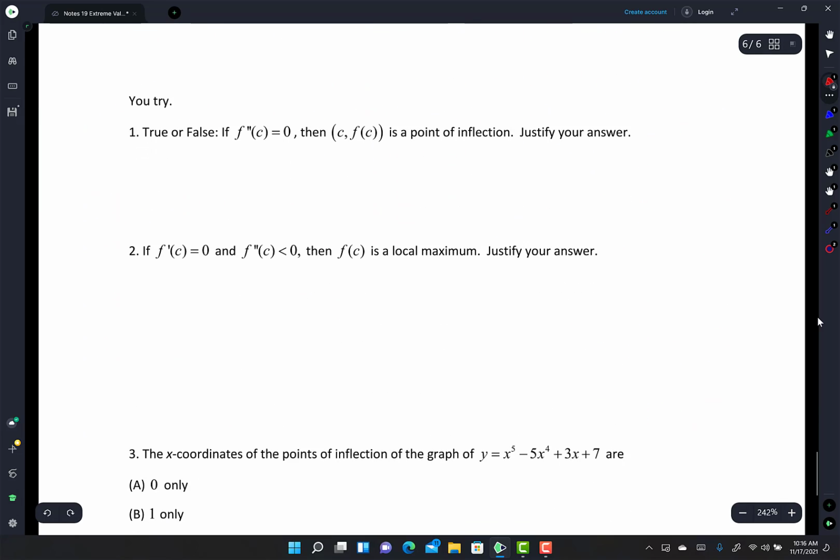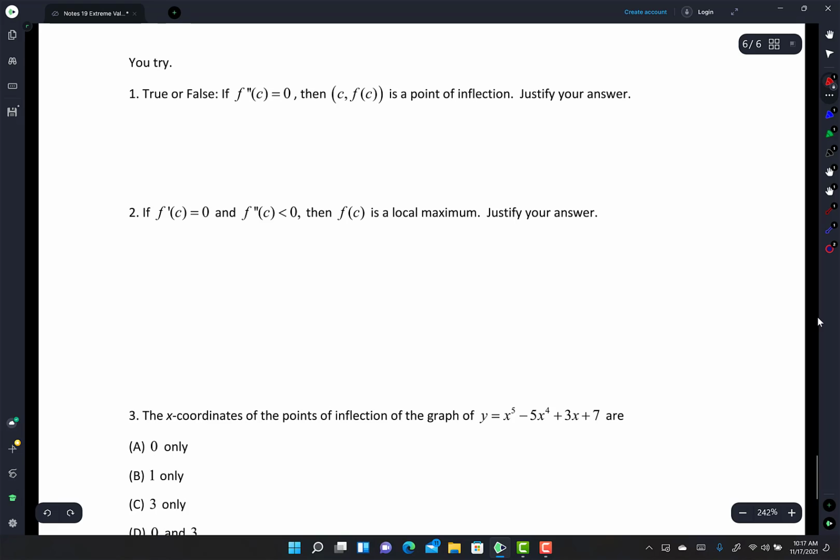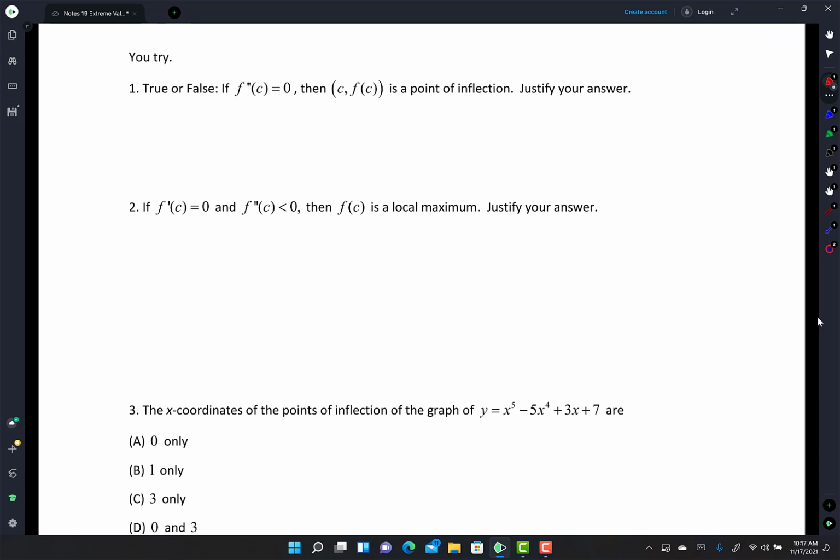Let's keep going, guys. So see if you guys can answer this question. Number 1, it says true or false. And we're going to justify our answer in a little bit. So it says true or false. If the second derivative is 0, then c, f of c is a point of inflection. Think about it very carefully. What do you guys think?